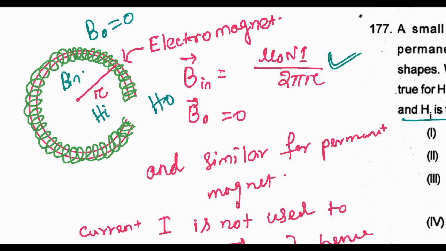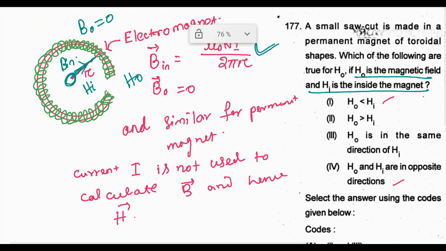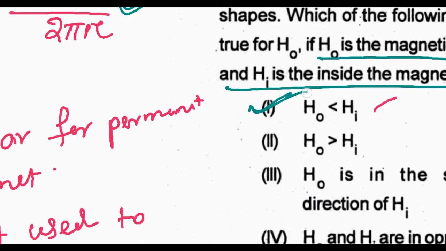And the B is highest here and decreases gradually, because this depends upon 1 by r. So in case of a permanent magnet also this behavior is maintained, and B is directly proportional to H. So H also will behave like this. So what we can say is that here H output is 0. So H output is smaller than H in. This is always true. Option 1 is always true.